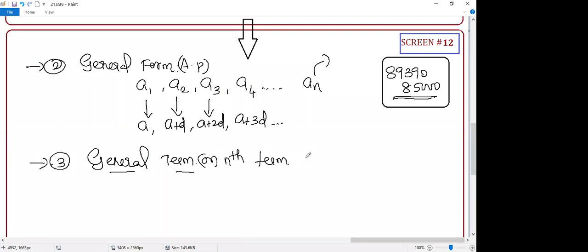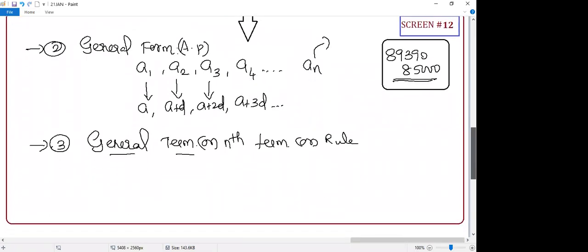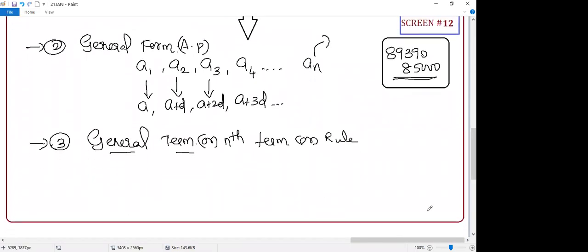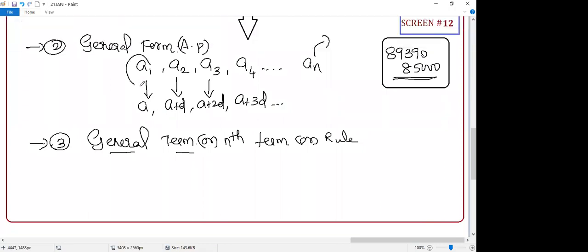So, or you can say the rule. Clear or not? That's a rule, no? Correct. That is the rule. So you can say anything. Nth term is nothing but the rule also. Just to focus on this, guys. What you noticed? Your first term is A. Your second term is A plus D. Third term is A plus 2D. Clear?